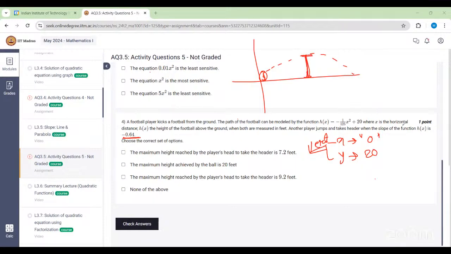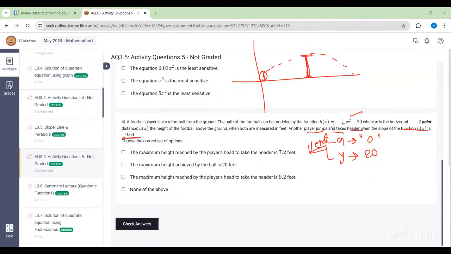Yes, ma'am. Here, what does it say? It says that another player jumps and takes a header when the slope of the function is this. Sorry, how does 20 come, ma'am? This is the y coordinate of the vertex. We know the x coordinate is 0. How do you find the y coordinate? Just substitute the value of x in that expression. Substitute x equals 0 here, and you will get 20, right?